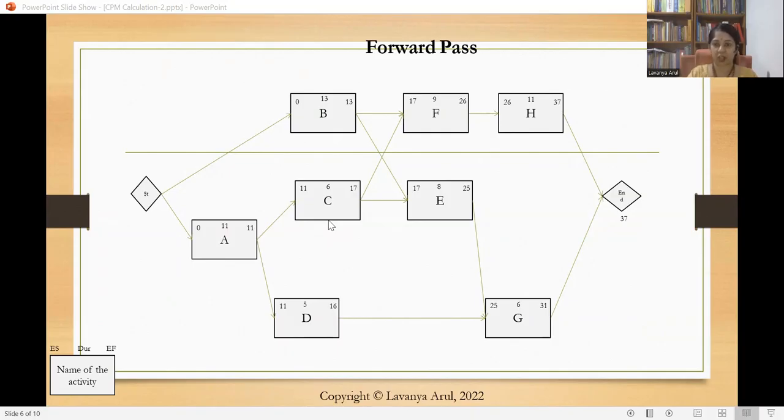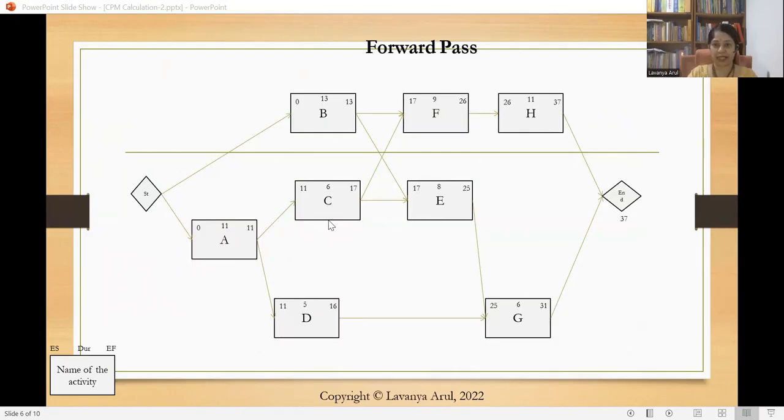So when two activities are concluding, you need to take the maximum value of the early finish in order to see when the project is completing. So that gives us an idea about the forward pass. Again, I'm repeating, forward pass starts on the 0th day. 0 plus duration will be the early finish. For the subsequent activities, when you have more than one activity as a predecessor, you need to take the maximum value of the predecessor activities.